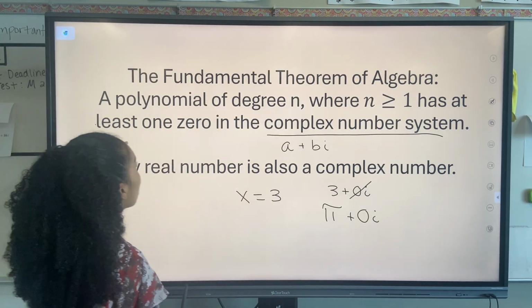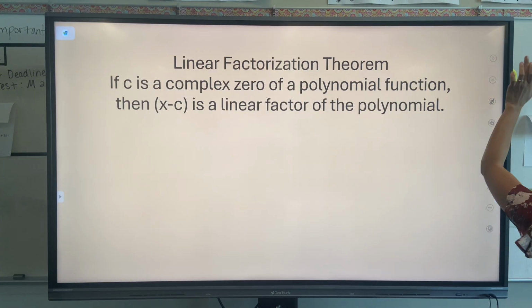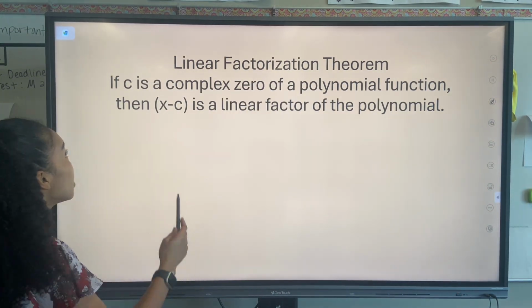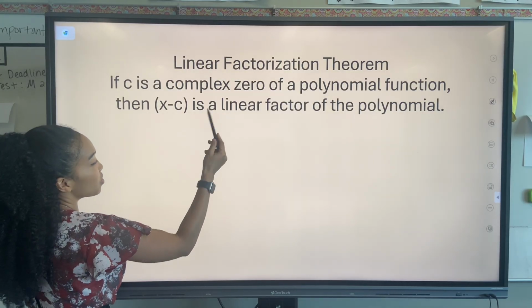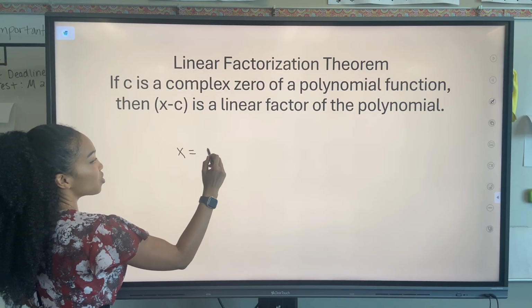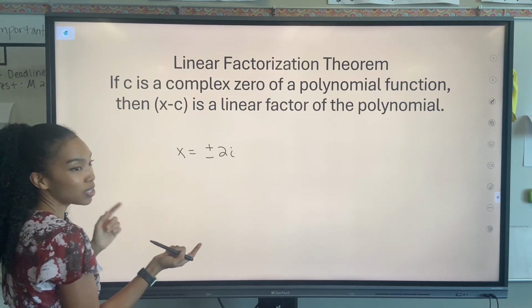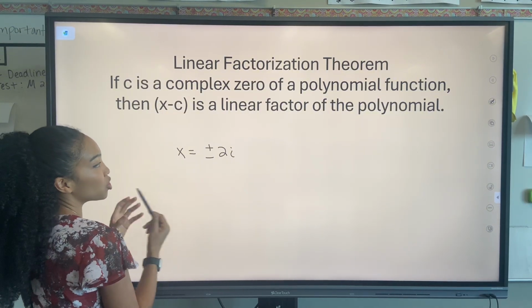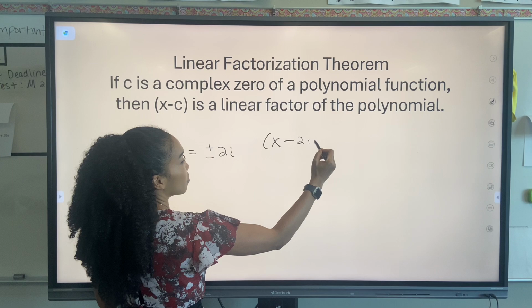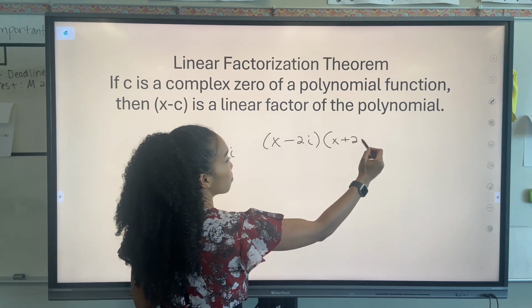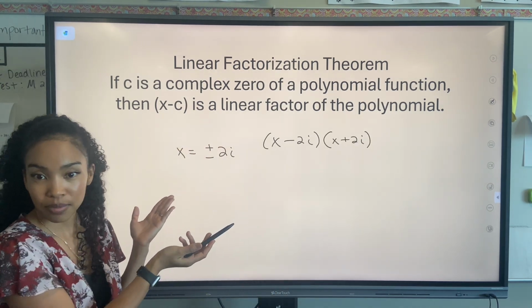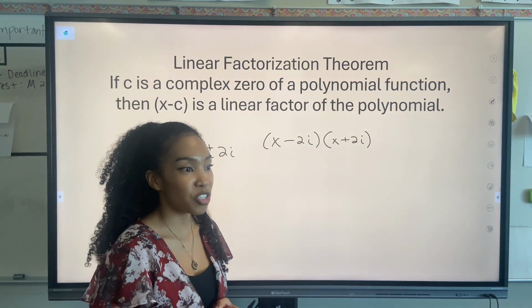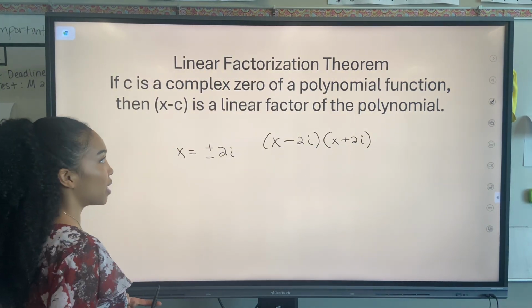So let's go ahead and talk about the linear factorization theorem. So if c is a complex number, so let's say you get your answers and you get plus or minus 2i, like we did in the last example. That means x minus c is your factor. These are your factors. Does that make sense? All right, let's go ahead and do a problem. Imaginary answers, they always come in pairs.